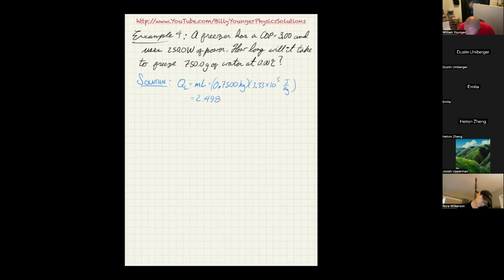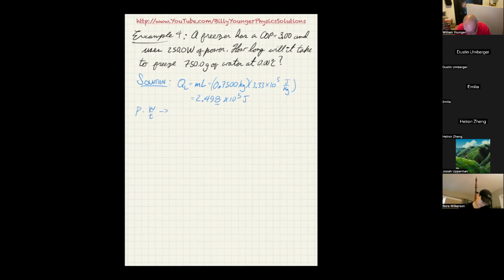Which is one extra sig fig than I'm supposed to have. So 2.498 times 10 to the fifth joules. So that's how much energy I need to actually suck out of the 0 degree ice in order to make it freeze. Now, we also know that power is equal to work divided by time.